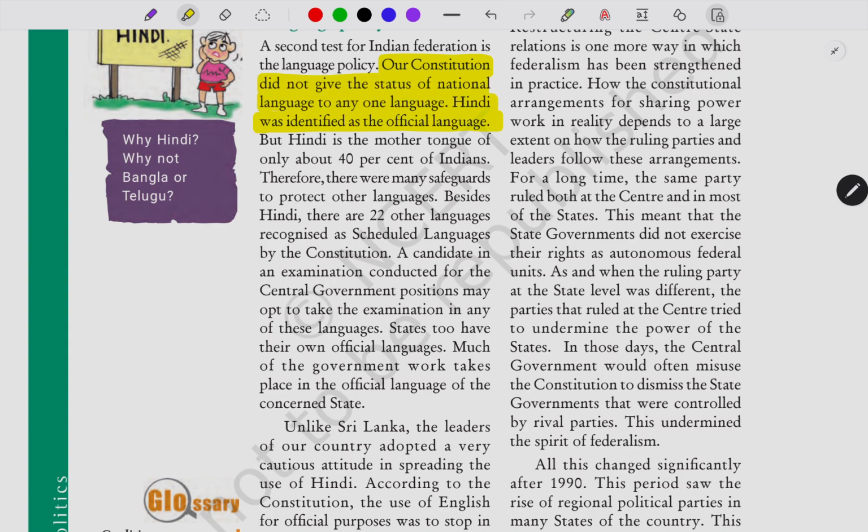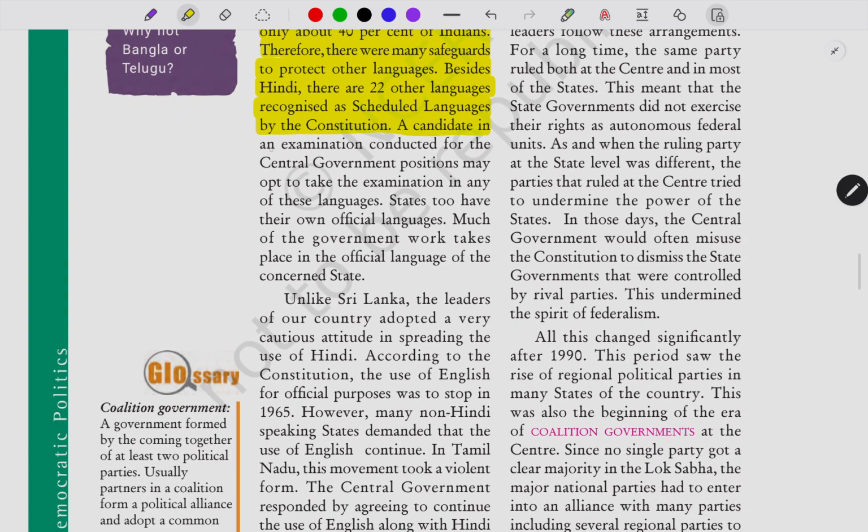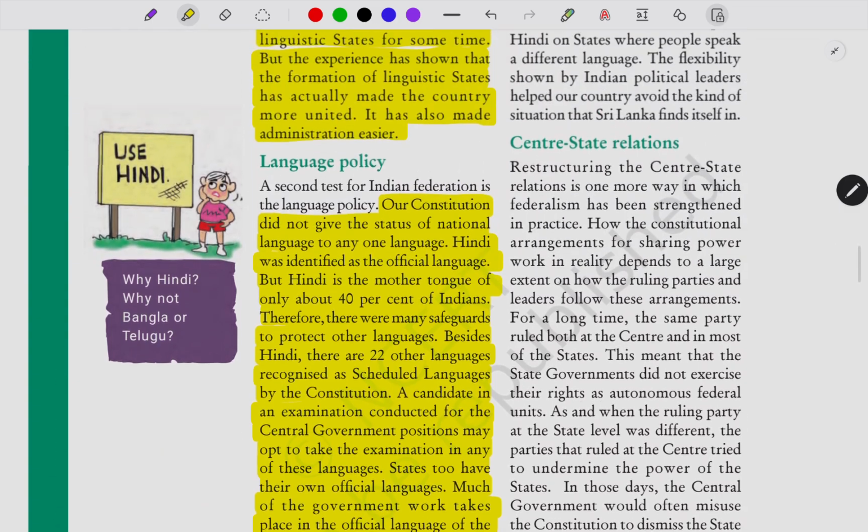Hindi was identified as the official language, but Hindi is the mother tongue of only 40% of Indians. Therefore, other languages are also safeguarded. Besides Hindi, there are 22 other languages recognized as scheduled languages by the Constitution. A candidate in an exam conducted for central government positions may opt to take the examination in any of these languages. States have their own official languages. Much of the government work takes place in official languages of the concerned state.